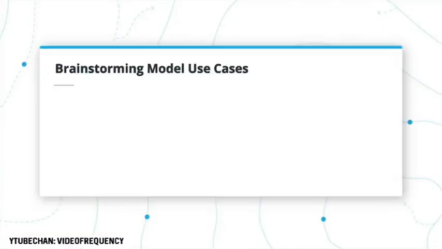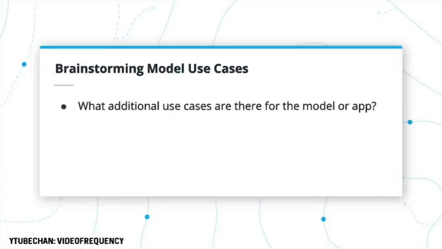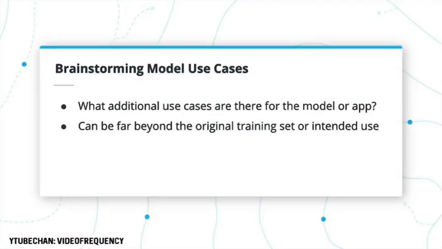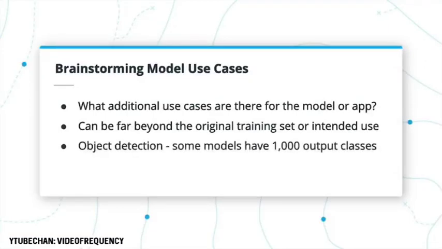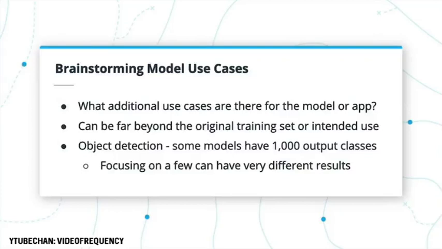Throughout the course, we've hit a lot on different use cases for edge applications. It's important to think on any additional use cases for a given model or application you build. These can go far beyond the original training set or intended use. For example, object detection can be used for so many different things. If a given model is mainly focused on particular classes, along with some post-processing, there can be very different applications that come from it.